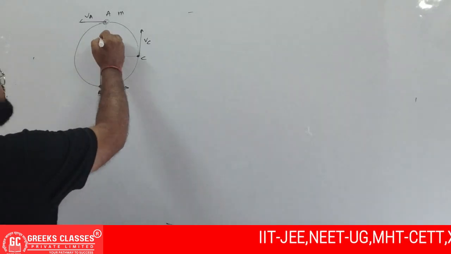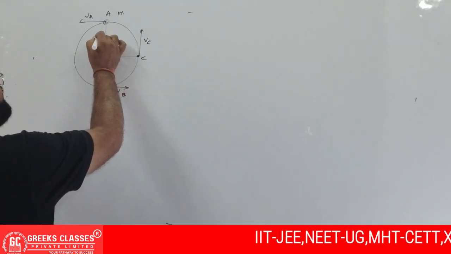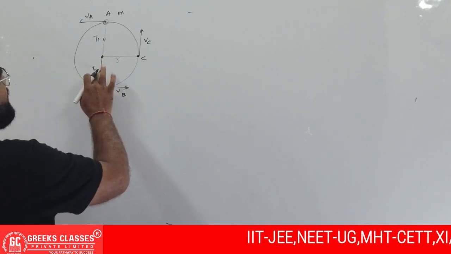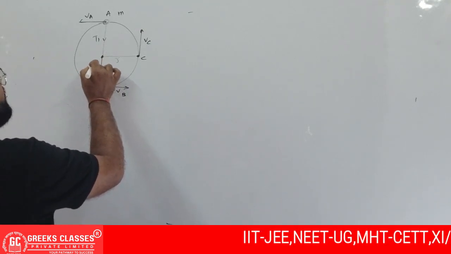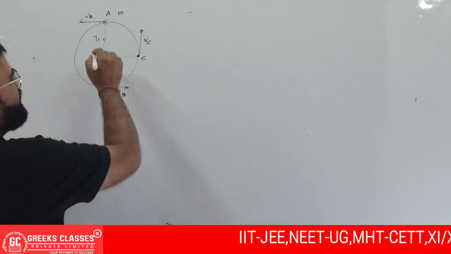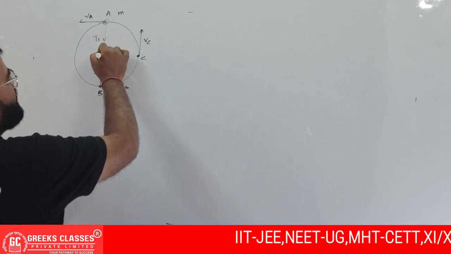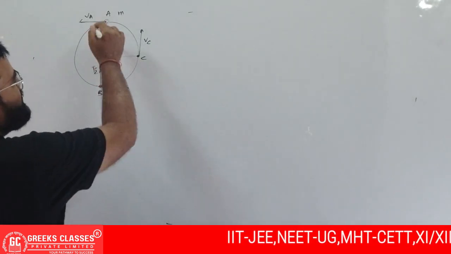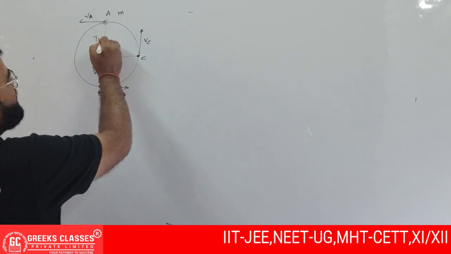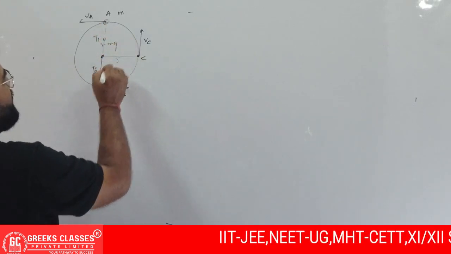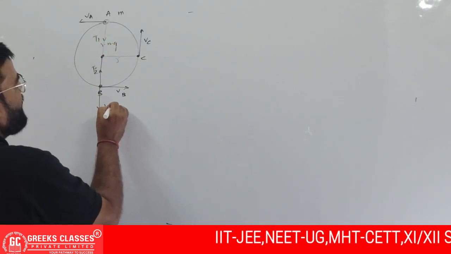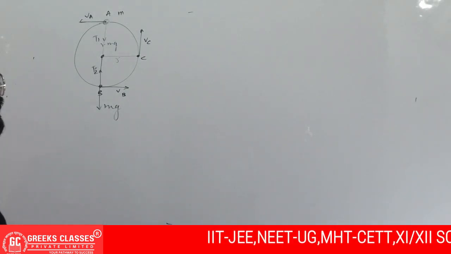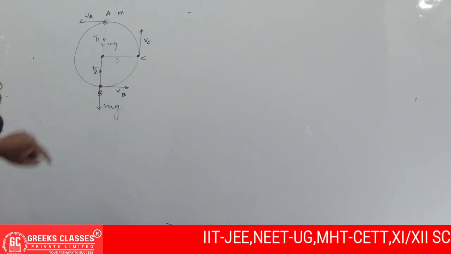If T1 is the tension in the upper part of the string and T2 is the tension at the lower part of the string, so I can write T1, T2. Both the tensions are towards the center, right? And mg will act downward here, and here also mg will act downward, the weight of the object. Clear?